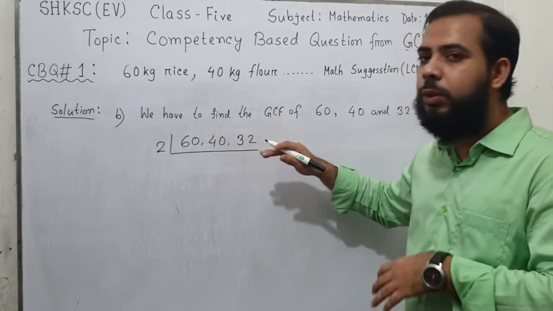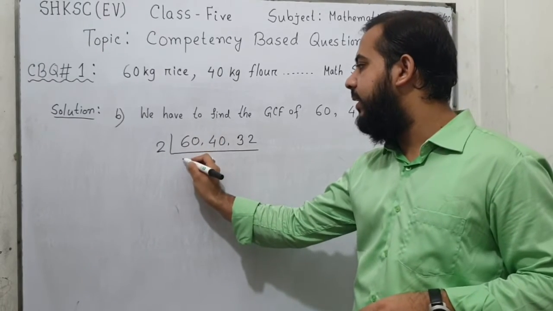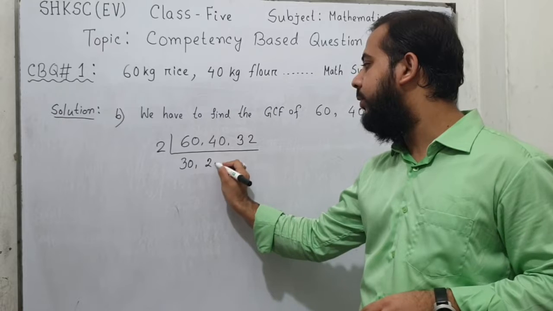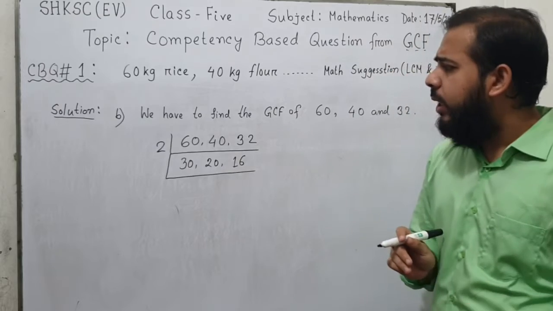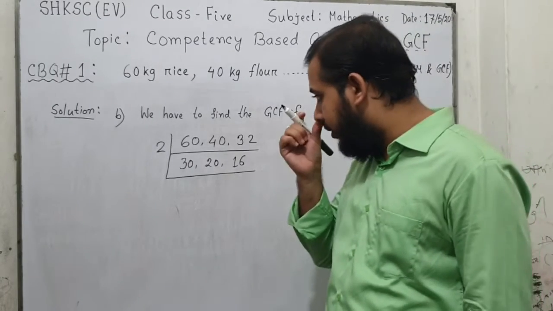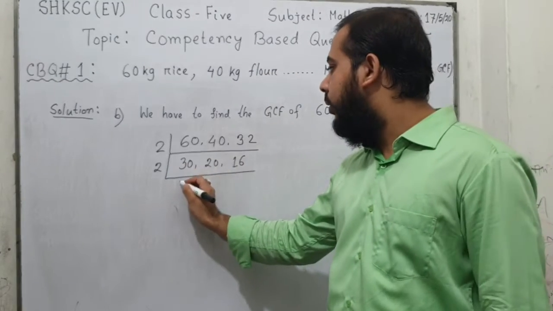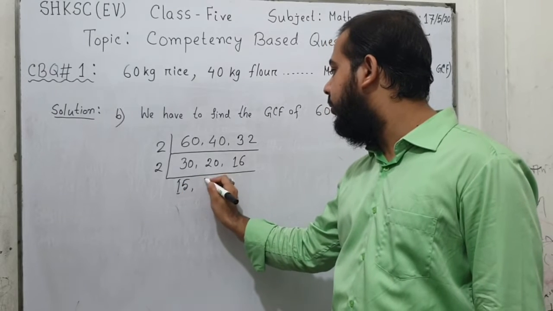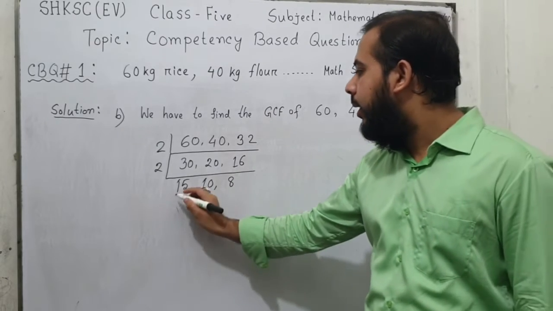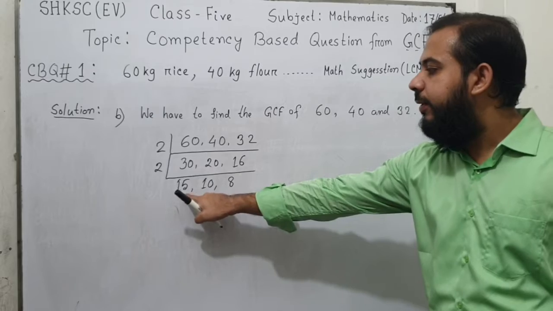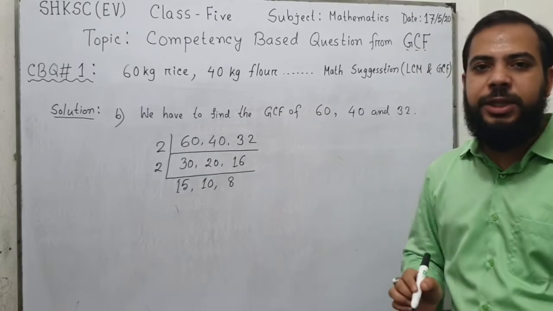So we have to divide all the numbers, not only 2. 60 divided by 2 is 30, 40 divided by 2 is 20, and 32 divided by 2 is 16. Now let's look again. We can divide all these 3 numbers by 2 again. So 15, 10 times 2 is 20, and 8 times 2 is 16. But now 15 and 10 are divisible by 5, but 8 cannot be divided by 5.